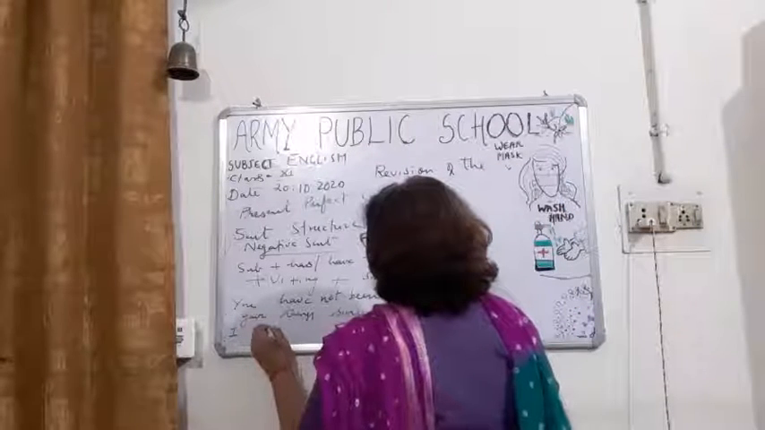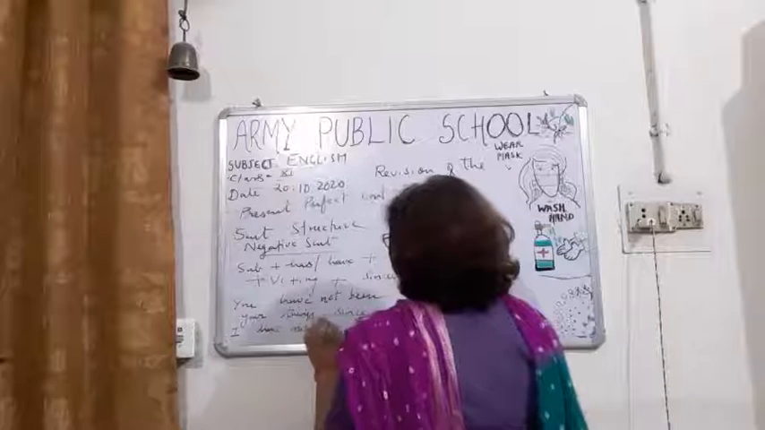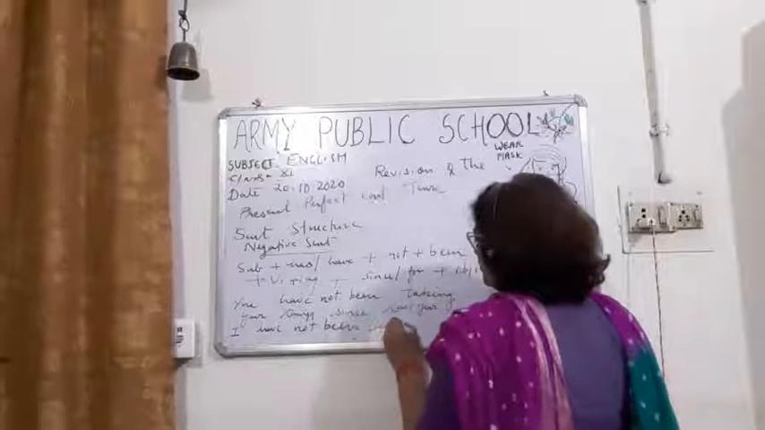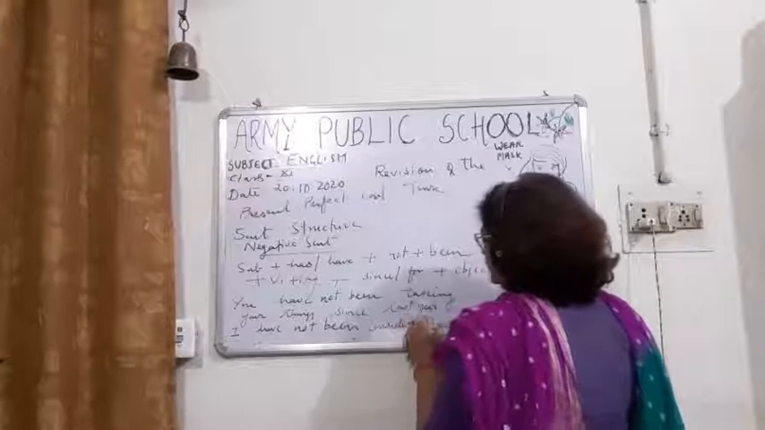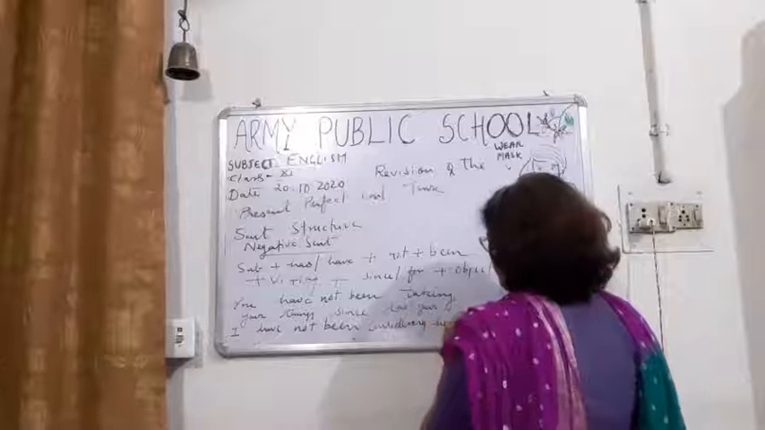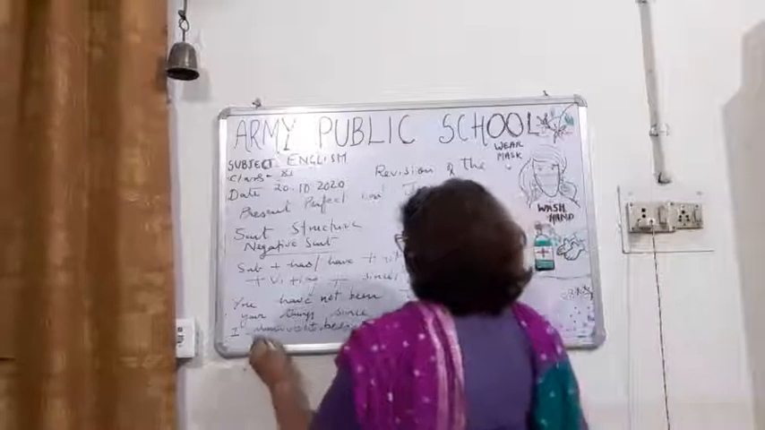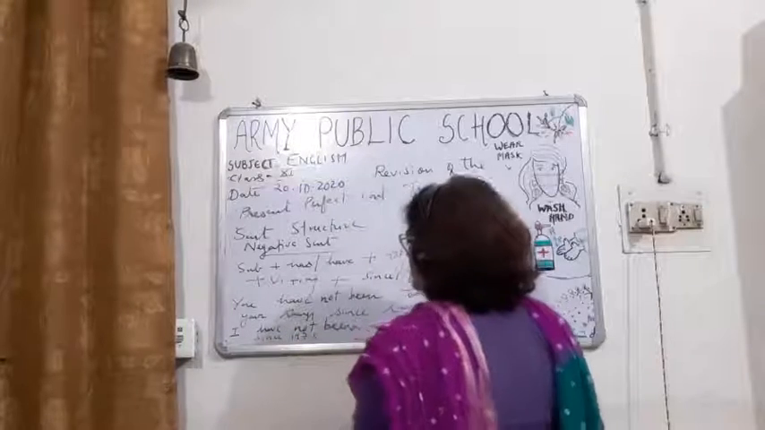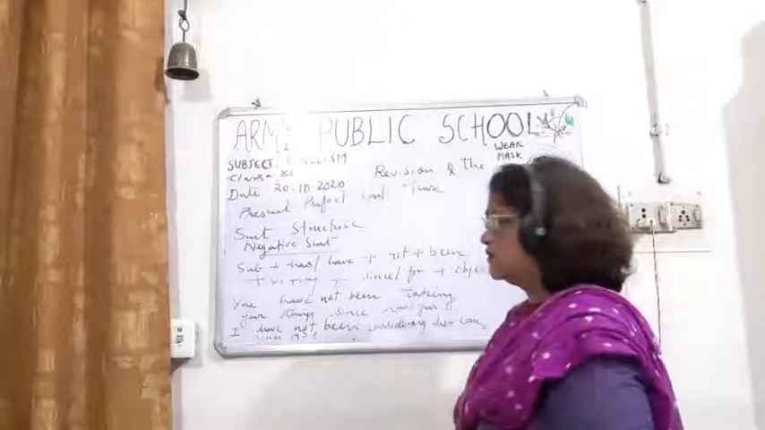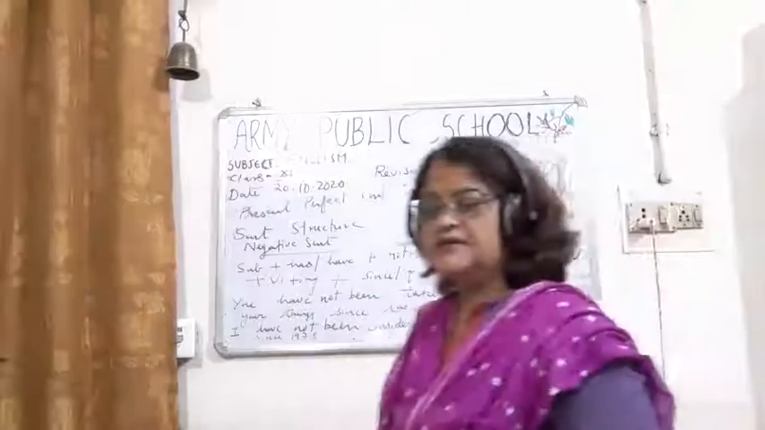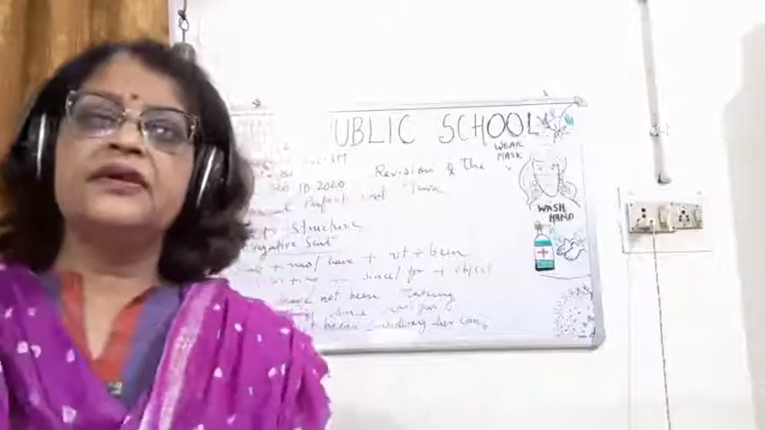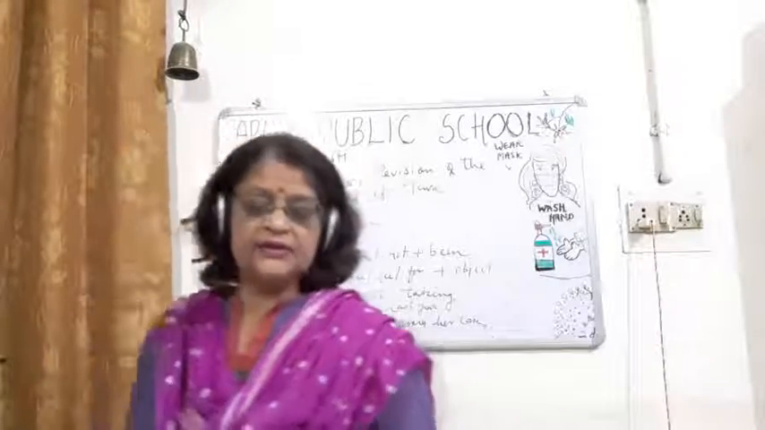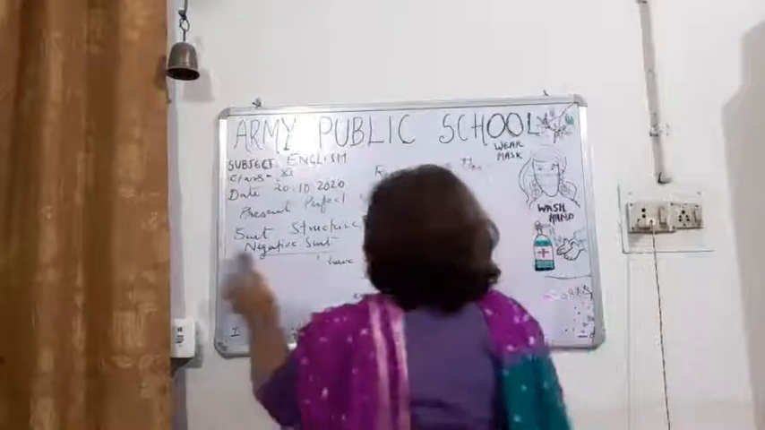One more I will write. I have not been considering her case since 1978. I have not been considering her case since 1978. You are a judge, you are an advocate, and you have not been considering her case since 1978. Now we will do the interrogative sentence.